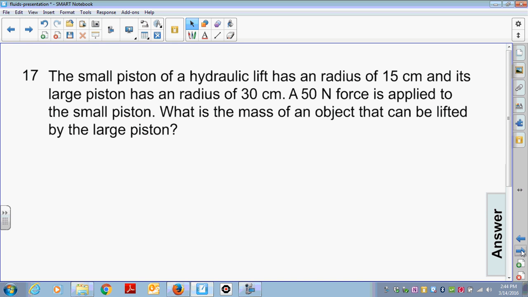The small piston of a hydraulic lift has a radius of 15 centimeters, and this large piston has a radius of 30 centimeters. A 50 Newton force is applied to the small piston. What is the mass of an object that can be lifted by the large piston? Go ahead and pause the video now.